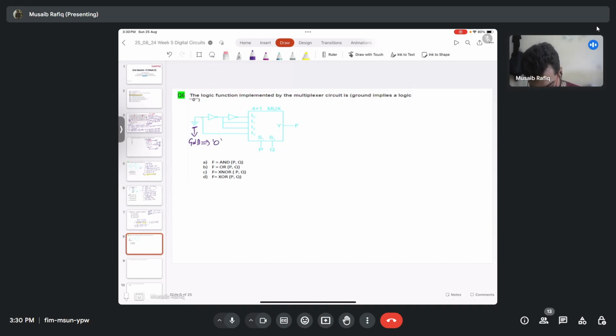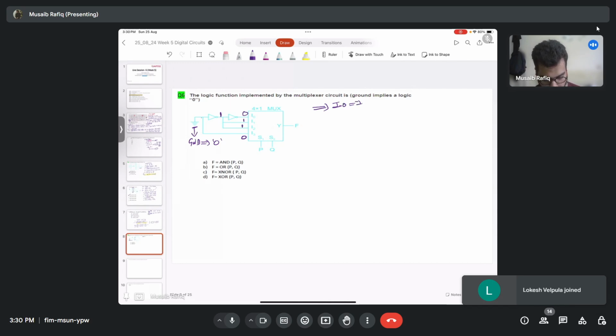So this is 0, so that implies I3 is 0. This is 1, and this signal is going to I1 and I2, and this is 0, right? So that implies from the circuit I have I0 equal to I3 equal to 0, I1 equal to I2 equal to 1, right? Now my select lines S1 is equal to P and S0 is equal to Q. Two select lines with two variables P and Q.